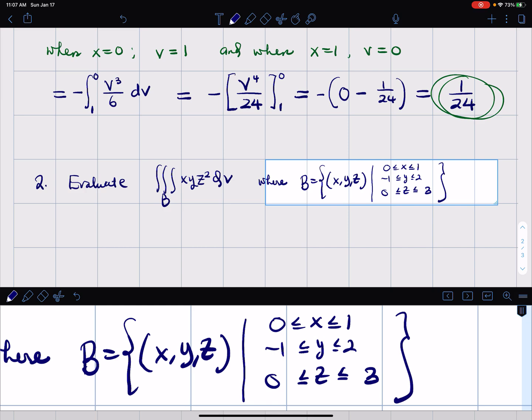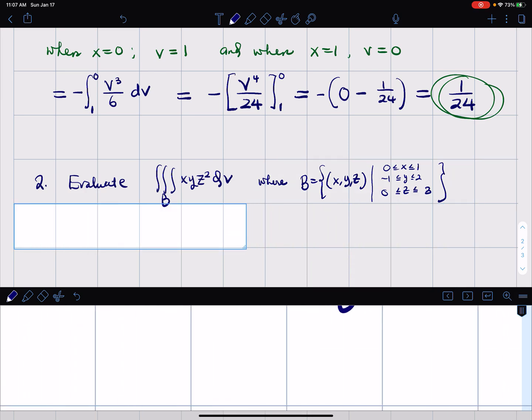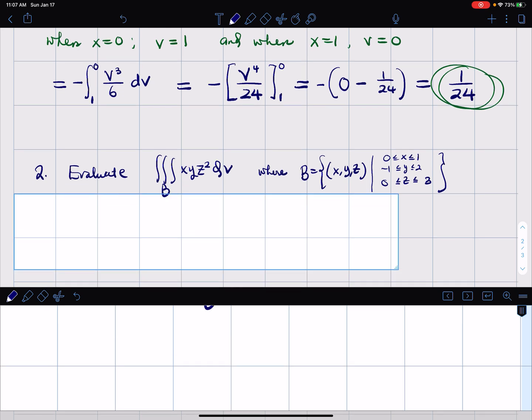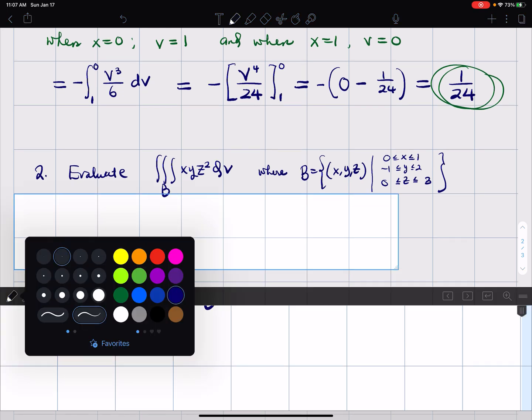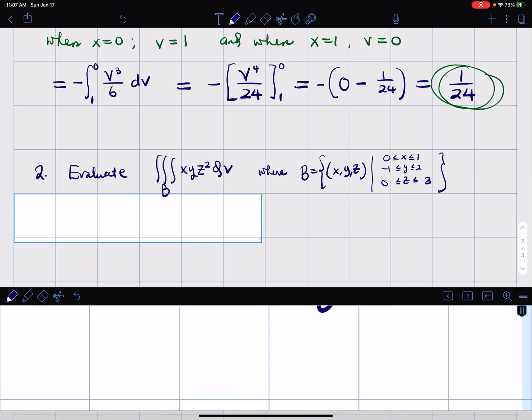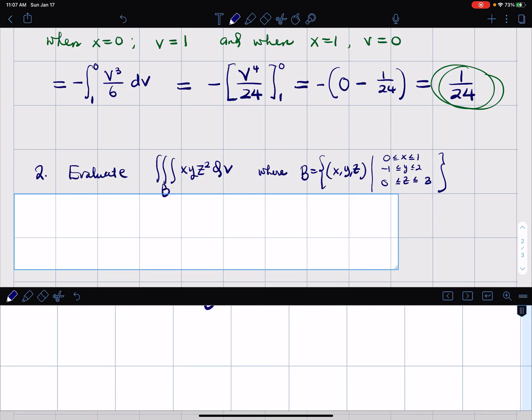So this region is actually a box. That's the region of integration, the solid of integration. You can actually draw it if you want, but we're not going to waste our time drawing it. It's a box. I would like you to draw it. Try drawing it, okay? But it's a box. Z goes from 0 to 3. Y goes from -1 to 2. And x goes from 0 to 1.